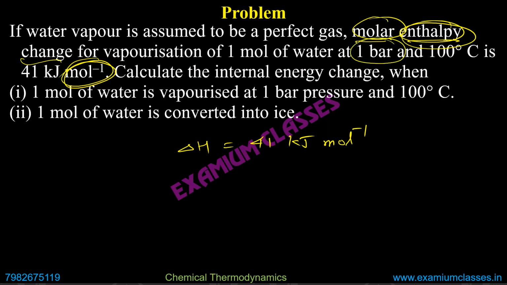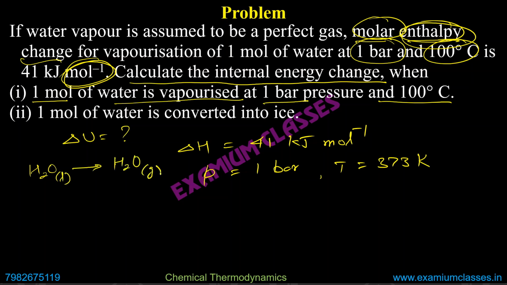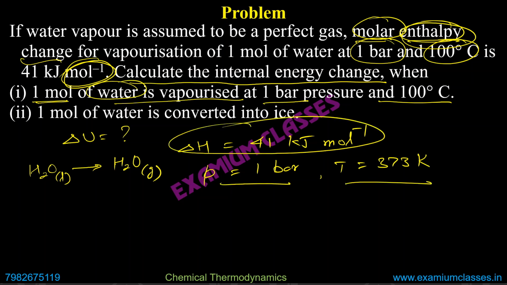And pressure is given as 1 bar. Temperature is given as 100 degrees Celsius, that is 373 Kelvin. All the calculations will be in Kelvin for temperature. The question is, calculate the internal energy change, meaning delta U, when 1 mole of water is vaporized at 1 bar pressure and 100 degrees Celsius. What's happening? 1 mole of water, in liquid form, is vaporized, meaning now it is in gaseous form. So pressure is given, temperature is given, delta H is given, delta U is to be obtained.